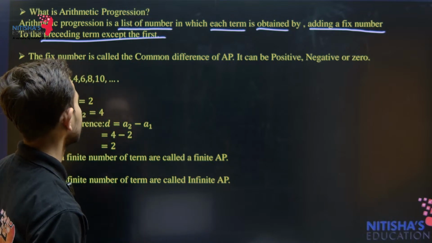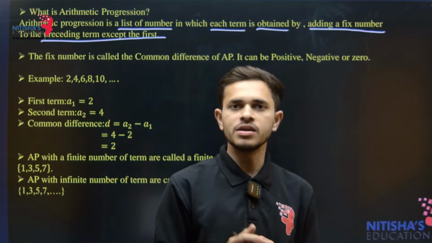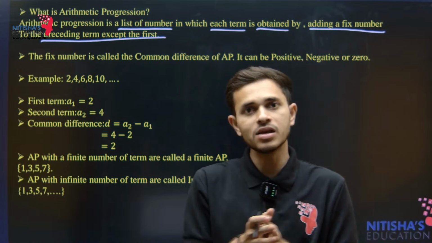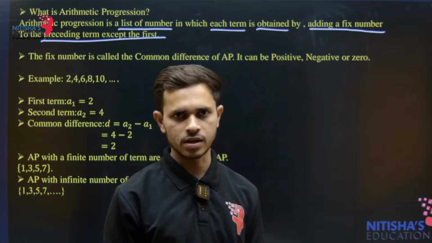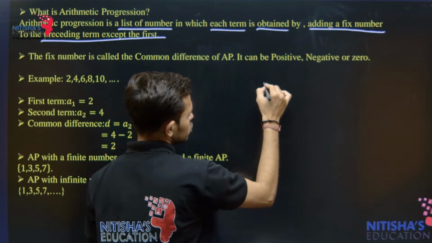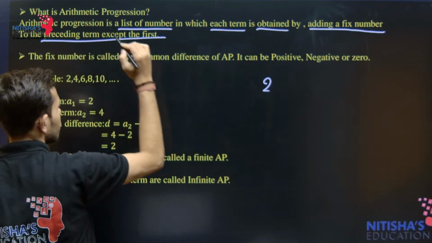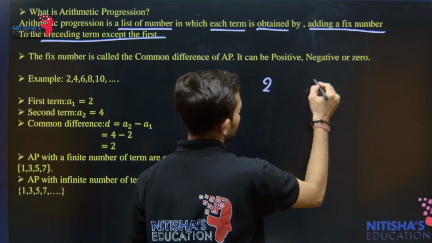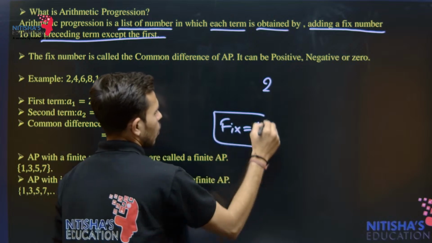How can we get an arithmetic progression? Whenever we add one fixed number to the previous term, except the first term, we get a series of numbers, and this series of numbers is called an arithmetic progression. Let's take an example. We take one number, 2, which is the first term. Now we add one fixed number. Let's say our fixed number is plus 1.